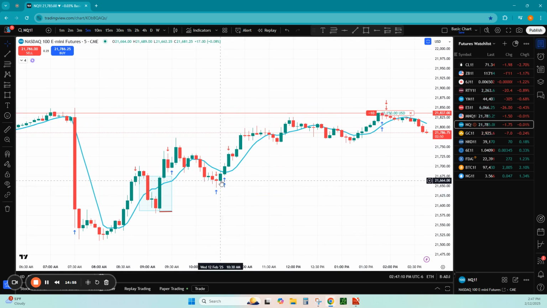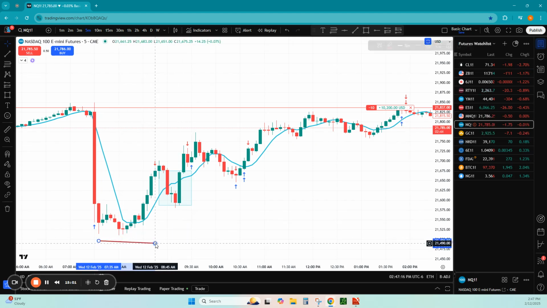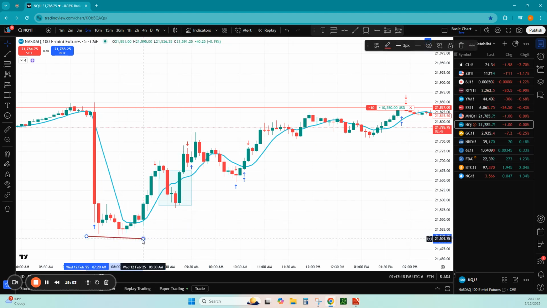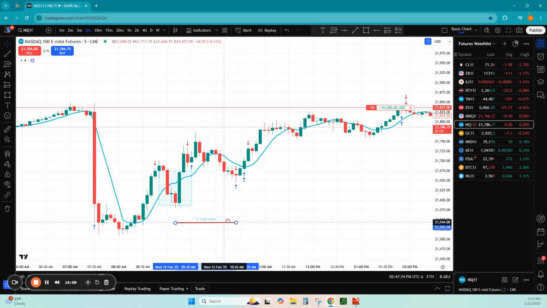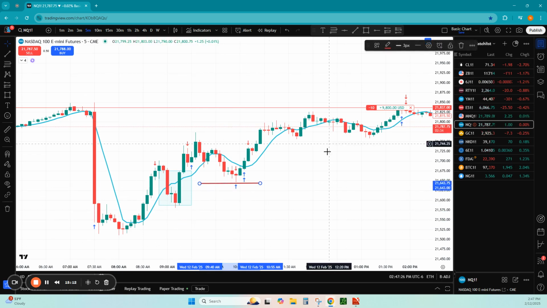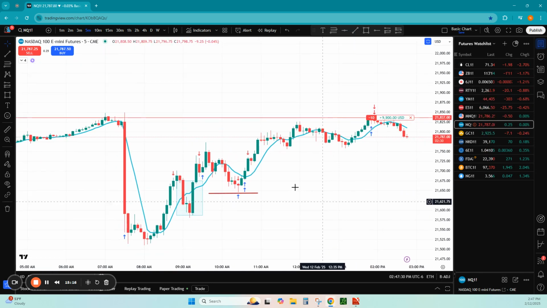The next trade idea is same thing right here. So look, you can clearly see here's a low. Here's a higher low. Here's a higher low. So price is moving up. Okay, let's continue to look for longs.